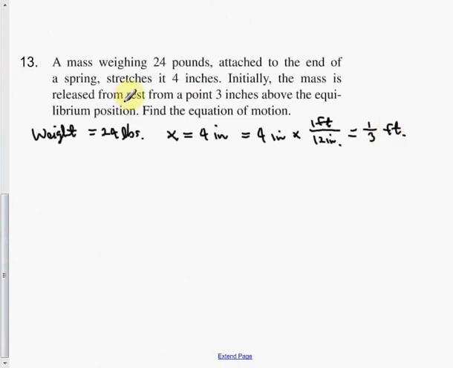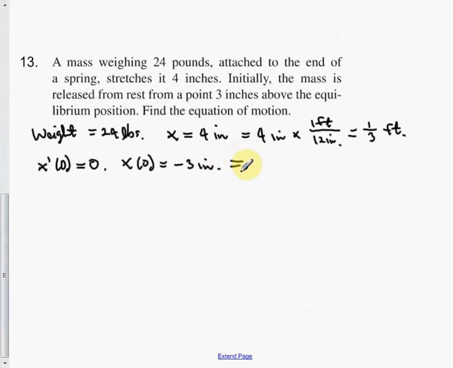Initially, the mass is released from rest from a point 3 inches above the equilibrium position. Let's interpret that here. The mass is released from rest, which implies that the initial velocity is 0. So x prime of 0 is equal to 0. And then it says its initial distance, x of 0, is 3 inches above. Anytime we talk about above, it's going to be negated. If it's below the equilibrium position, it's positive. So this is -3 inches.